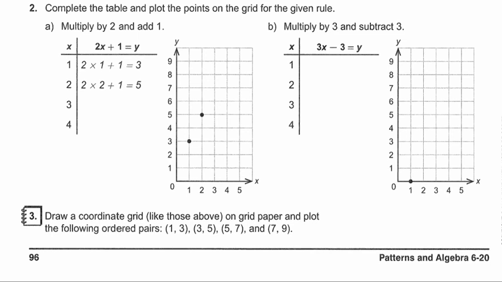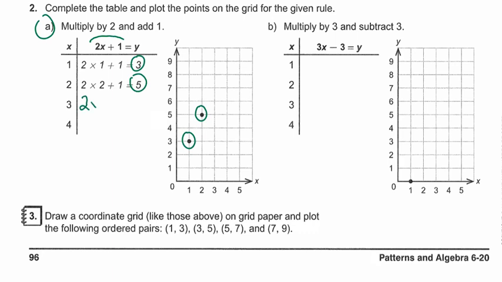Number 2 says complete the table and plot the points on the grid for the given rule. So let's take a look. The rule for y is 2 times x plus 1. So if x is 1, we go 2 times 1 plus 1 is 3. And then 2 times 2 plus 1 is 5. And they've plotted both those points for us. 1, 3, 2, 5. And we can start to see a pattern going, but let's multiply it out anyway.